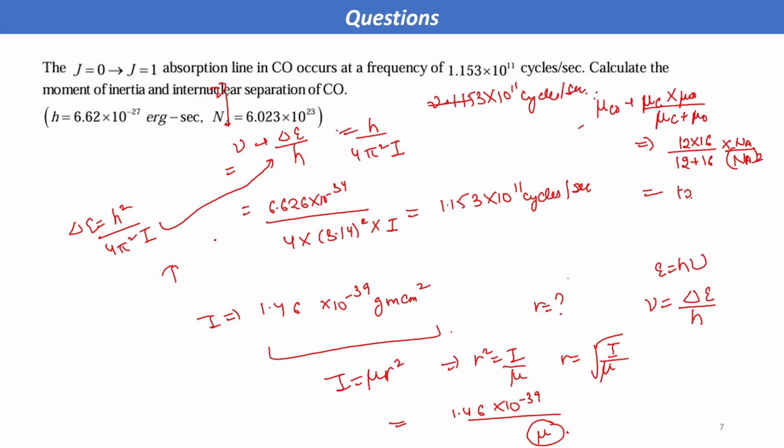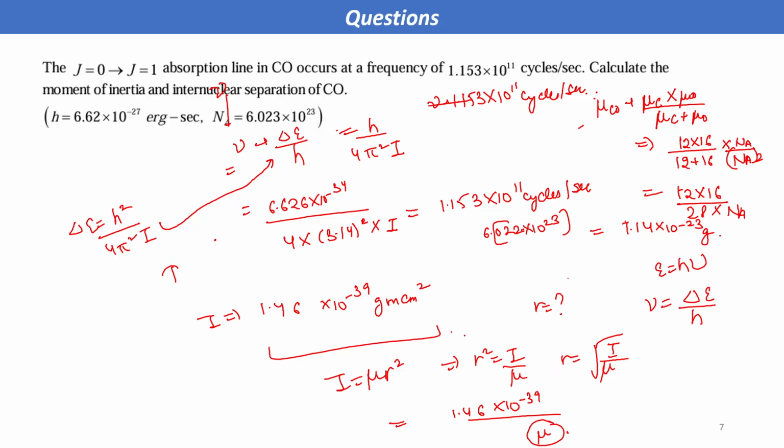So then it will be 12 into 16 divided by 28 into the Avogadro number. So we know Avogadro number is 6.022 into 10 raised to the 23. So just multiply it and then you will get 1.14 into 10 raised to the minus 23 gram, the value of reduced mass.